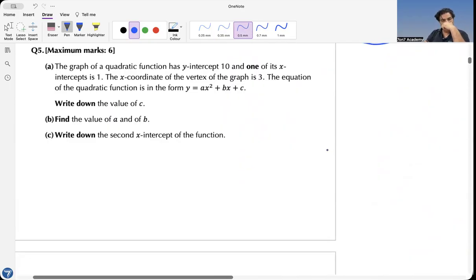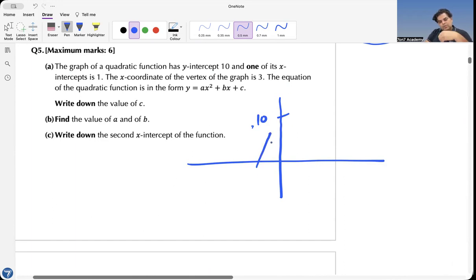The graph of a quadratic equation has y-intercept 10 and one of the x-intercepts is 1. So a is 10, c is equal to 10. We can work on that. If the y-intercept is 10 and one of the x-intercepts is 1, the curve will go one to the right.